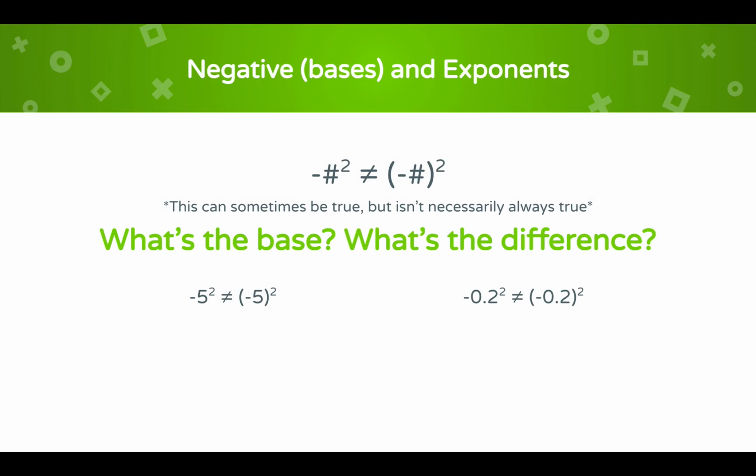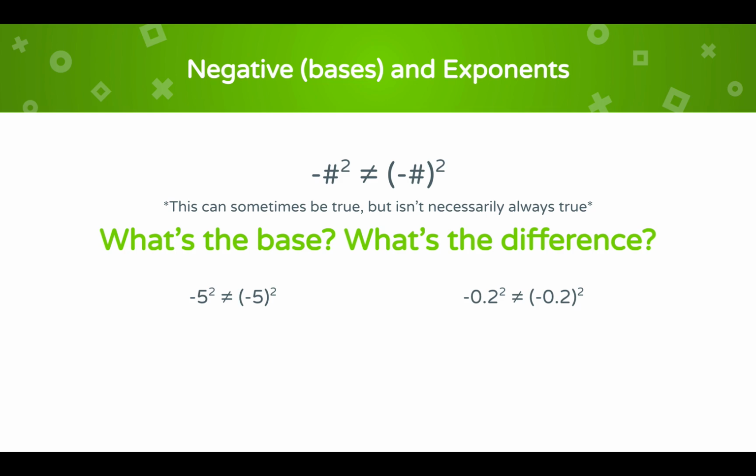Now, before we actually evaluate some things, there's one more idea here, and that's the idea of negative bases and exponents. If we have a number that has a negative in front of it and it's being raised to some exponent, they are sometimes equal and sometimes not equal, depending if there's parentheses around the non-exponent part. I'm being very careful here with the vocabulary. This can sometimes be true, but is not necessarily true.